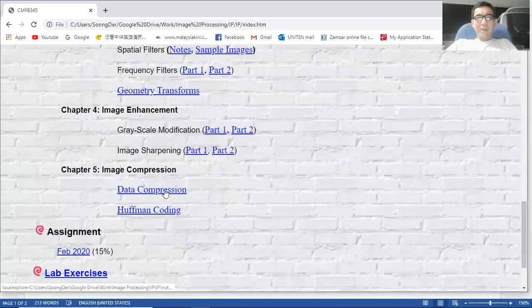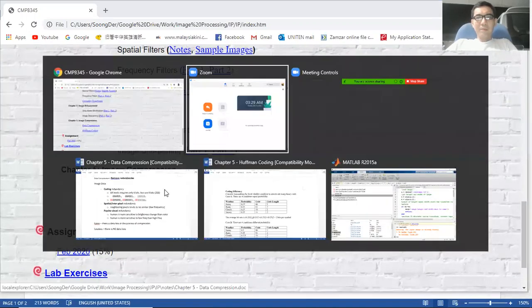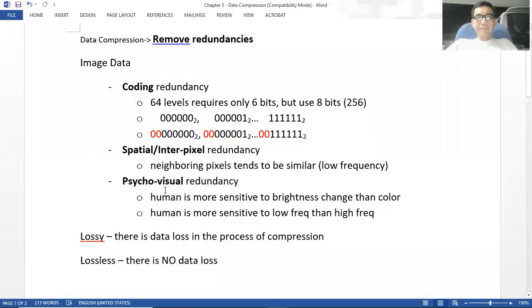So we look at data compression in general. Okay, so how do we actually do the data compression? So the basic concept is actually by removing redundancies. Now what are redundancies? Okay, if we take examples of image data, there are three types of redundancies in image data. The first one is coding redundancies.